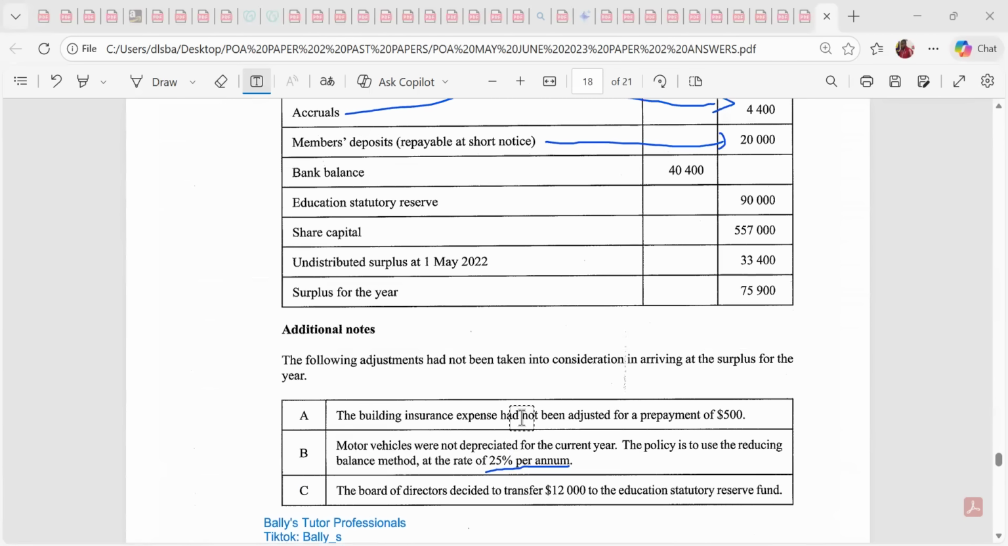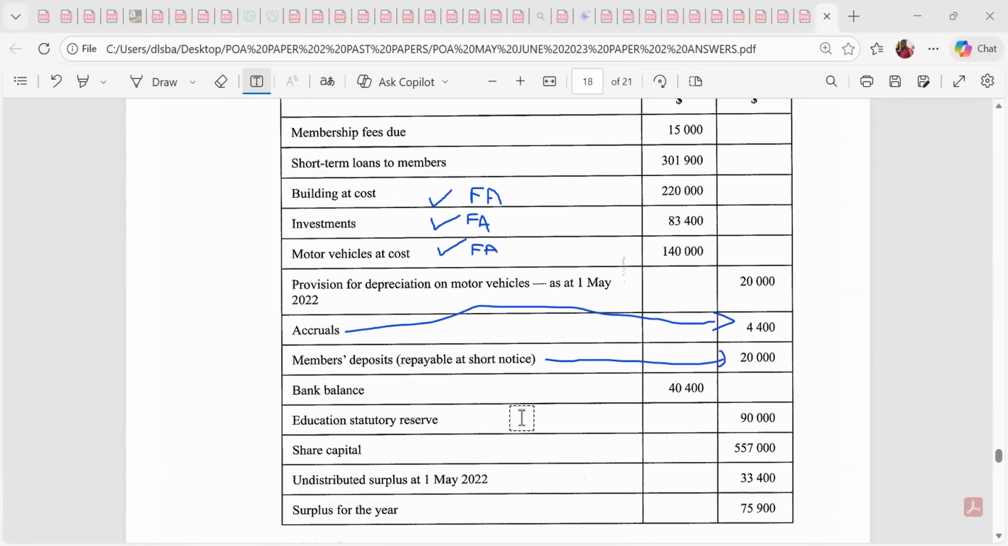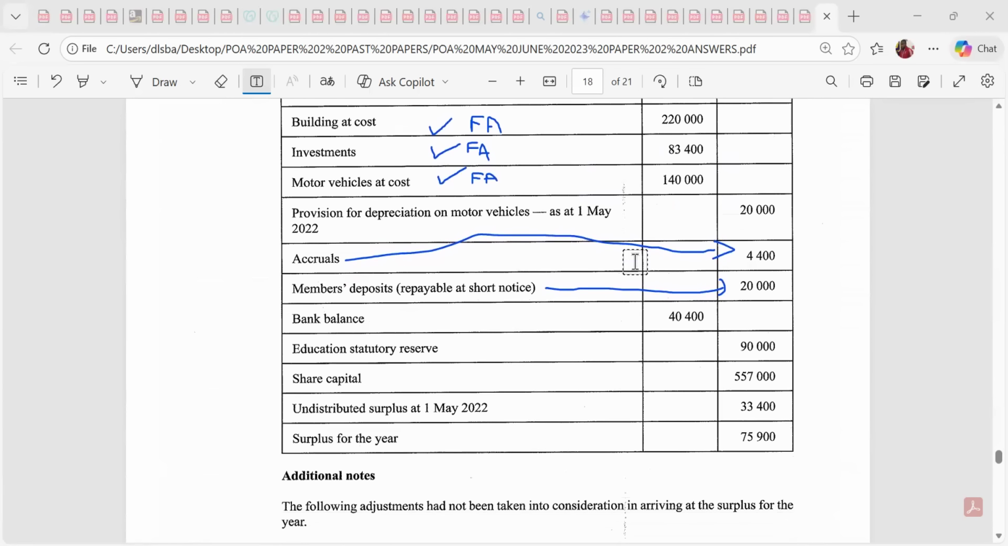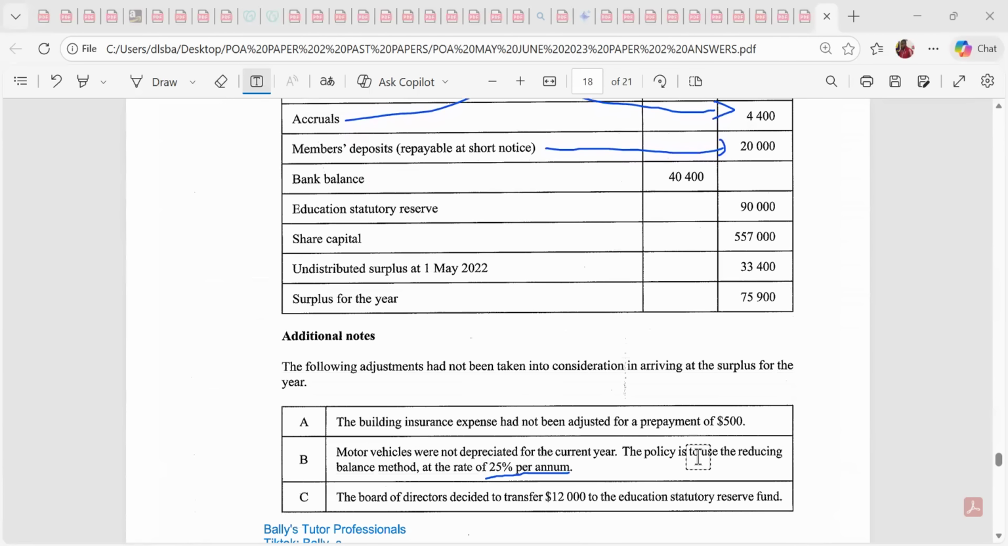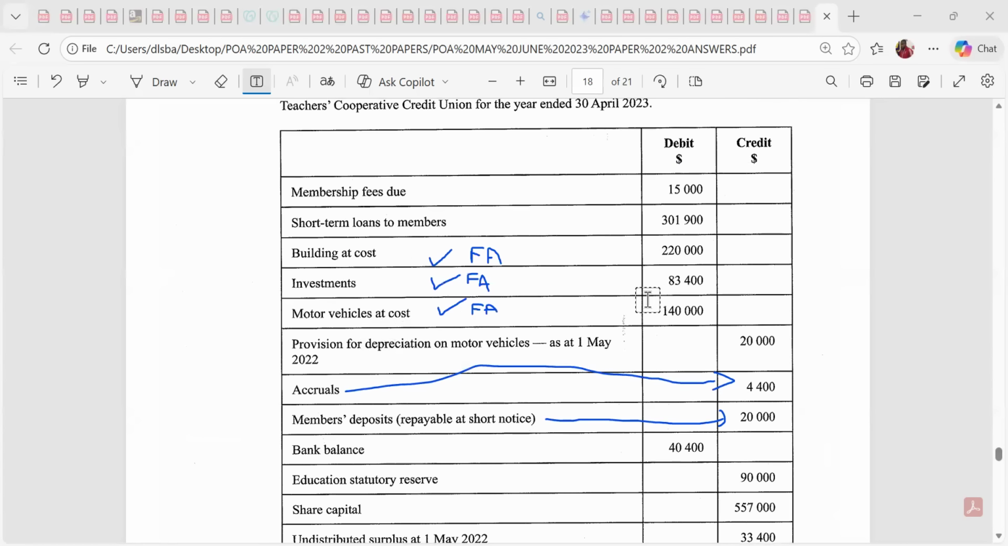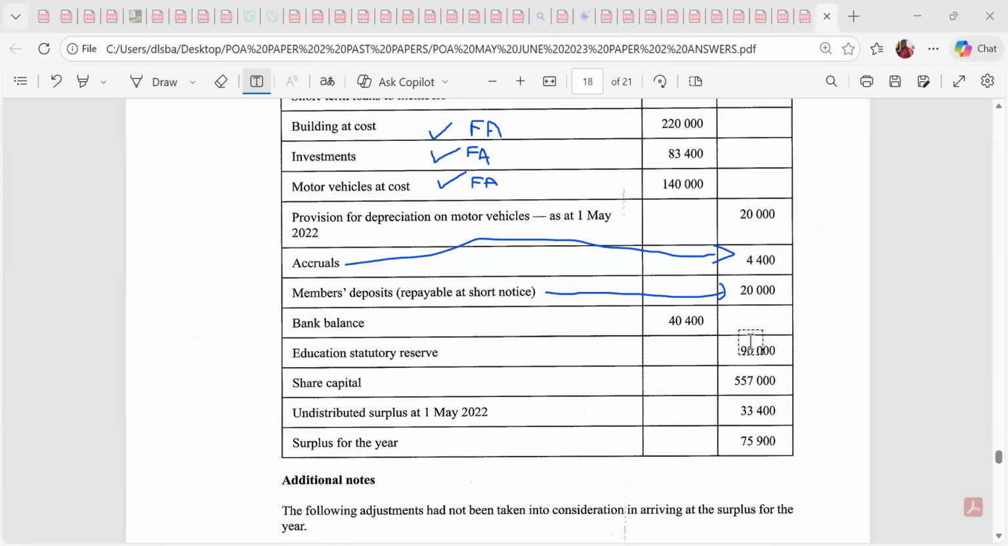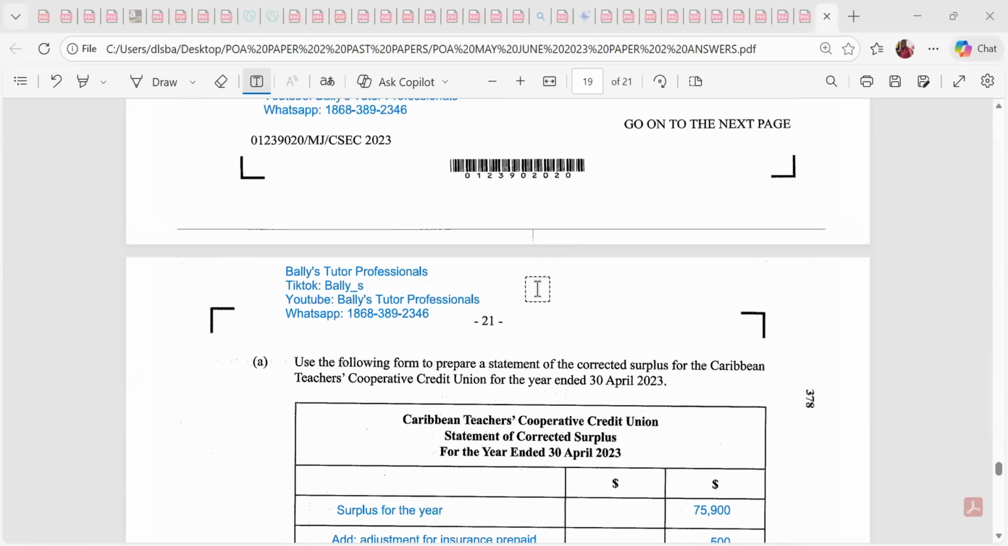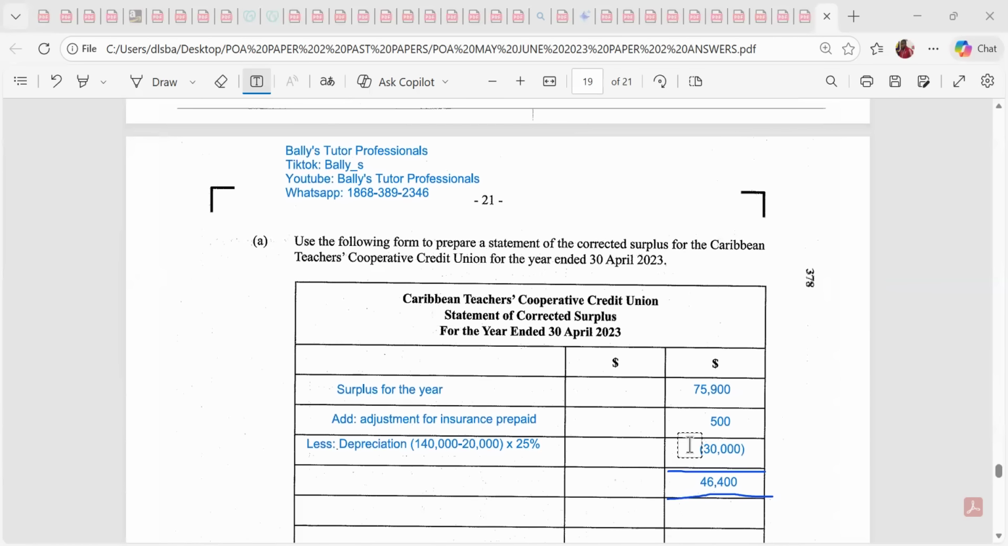The next thing I have to do is calculate depreciation. The motor vehicles were not depreciated. The motor vehicle is $140,000. They said they're using the reducing balance method at a rate of 25%. So the first thing I will do is calculate the net book value. So I'm taking the motor vehicle at cost, minusing all the depreciation it had before, which will be in the provision for depreciation account, and that will give me my net book value. 140,000 minus 20,000. That will give me my 120,000, my net book value. And then I will multiply that by 25% to get my depreciation, and I'll subtract it. And that will give me a new surplus.